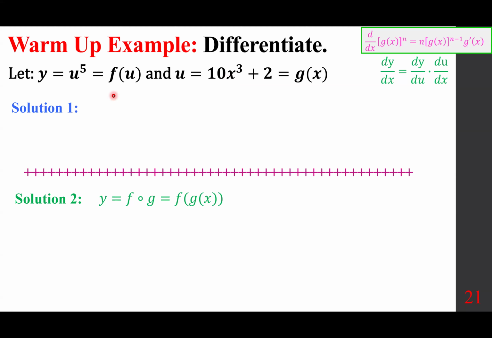According to Leibniz's notation, dy/dx is dy/du times du/dx. Let's see what that means. This part means take the derivative of this expression with respect to u. u is the independent variable. Following the power rule, this is 5u to the power of 4. du/dx means take the derivative of this expression with respect to the independent variable x. Again, by the power rule, 10 times 3, so this is 30x squared.